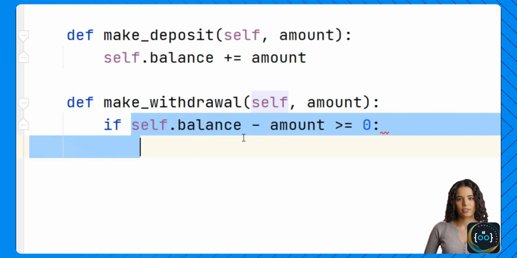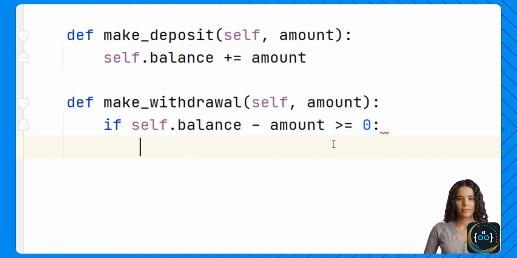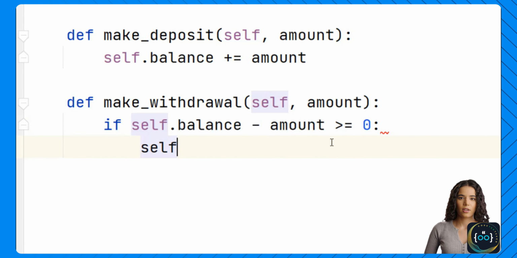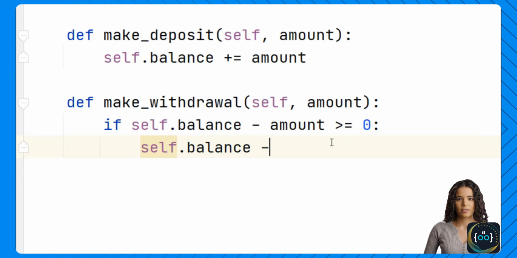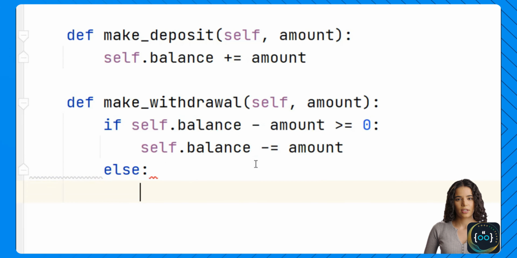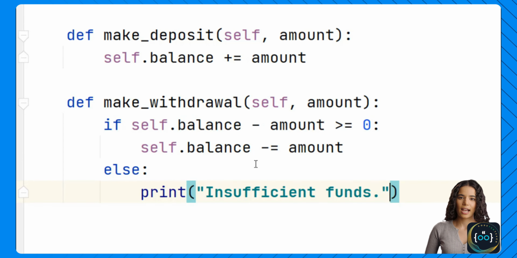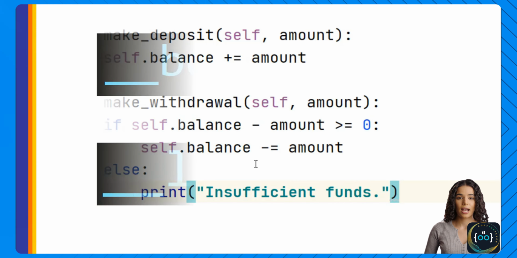If the current balance minus the amount that we want to withdraw is still greater than or equal to 0, then we can make the withdrawal. We are decrementing the balance of the account by that specific amount. If that is not the case, then "Insufficient funds" will be the message displayed to the user.